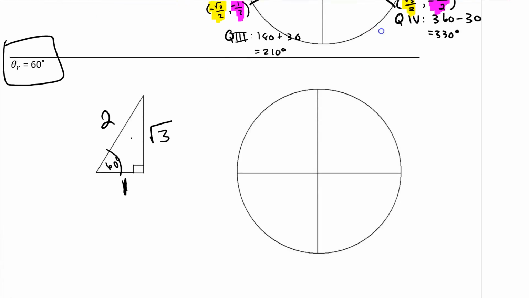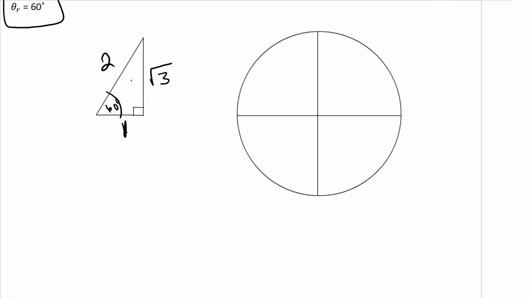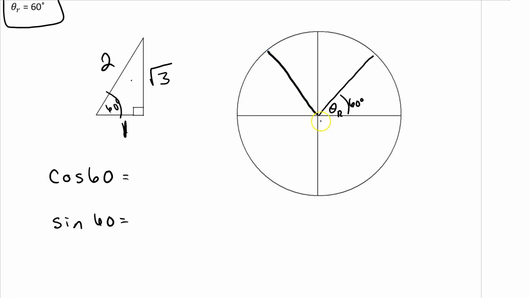Now we're going to do the exact same thing with the reference angle of 60. So let's just dig into what the cosine of 60 is and the sine of 60. And I'll draw in my little angles here. So this is going to be our reference angle, which is 60 degrees. And I'm going to do the exact same thing in all of the quadrants.